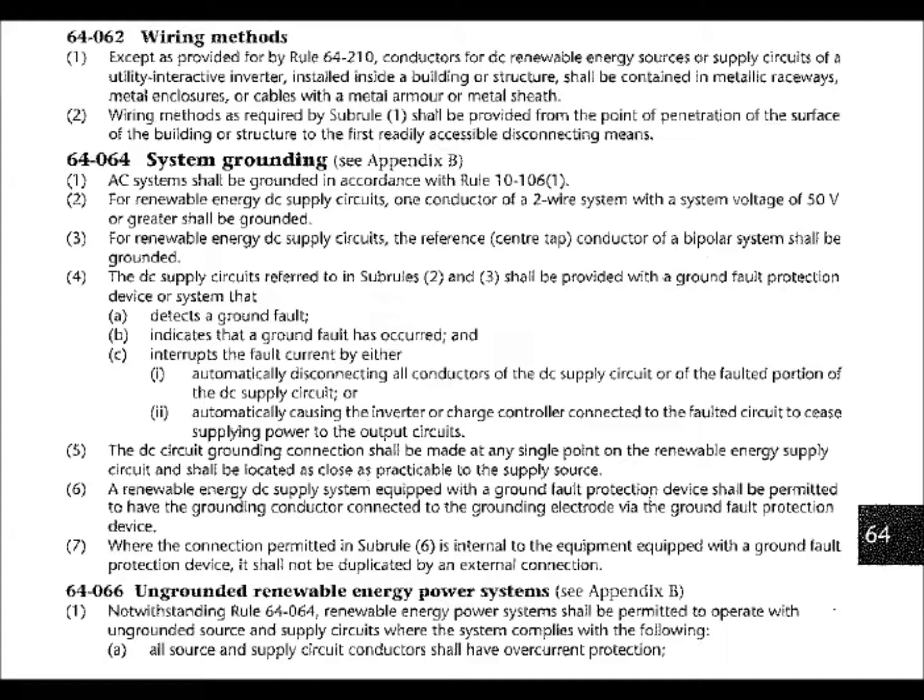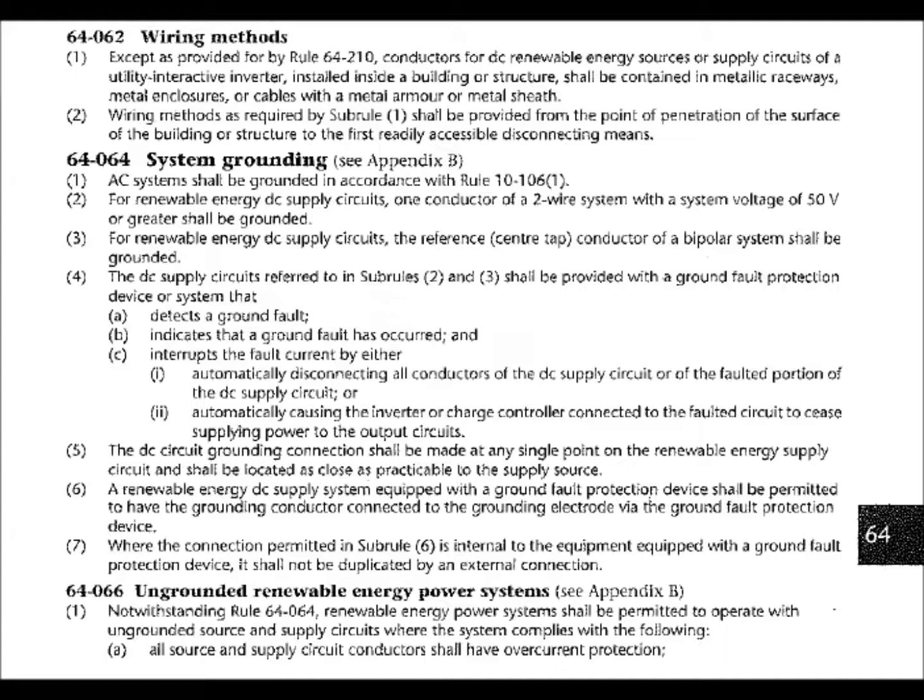Except as provided for by Rule 64-210, conductors for DC renewable energy source or supply circuits installed inside a building, structure, or utility interactive inverter must be contained in metallic raceways, metal enclosures, or cables with a metal armor or metal sheath. Depending on whether it's an AC or DC system, there are different grounding methods stated in Rule 64-64. Most of the rules concern DC systems. On top of grounding the system, ground fault protection must be in place to prevent faults being undetected. The grounding connections must be connected to the grounding electrode, with the connection location as close to the power supply as possible. If the renewable energy power system is located underground, it must follow the rules in 64-66.